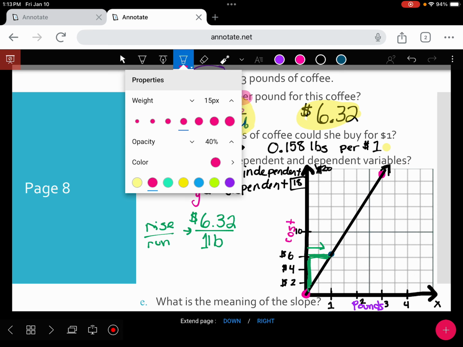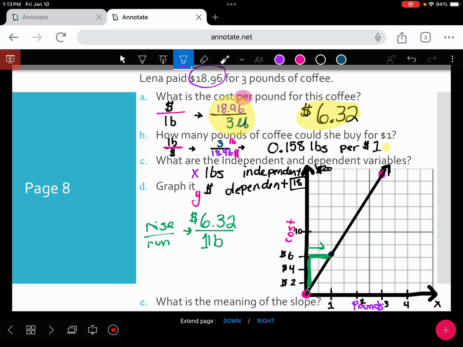So we have our slope, but what does that mean? Cost per pound. So the slope means the exact same thing as our cost per pound. Cost over pound. So it's going to be our dependent variable, cost, over our independent variable, dollars per pound. That's what's making the choice for us on what's changing. I change the pounds, it's going to make the cost change more.